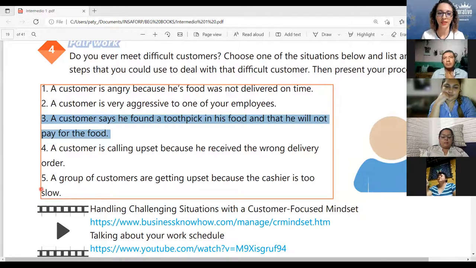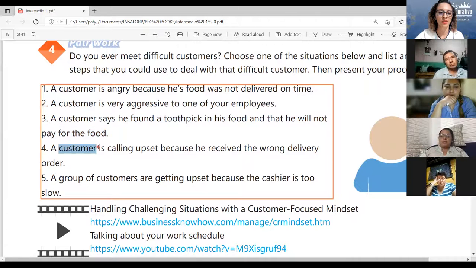Do you understand? Or do you have questions? Questions? No? No questions. Okay. Por ejemplo, si ven acá, a todos se les dice customer. Todos dicen customer. So, okay.